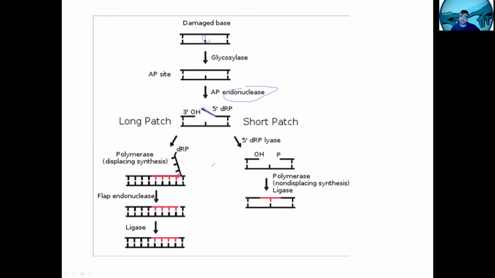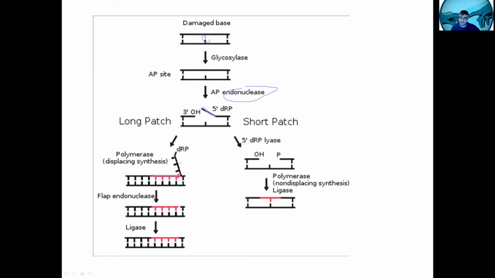If it's a short patch, so say a couple of nucleotides long, it will just get rid of the flap and put in something else, using the DNA polymerase and then ligase. If it's a longer patch, like maybe 10 to something nucleotides, the polymerase will come in and go forward in this direction.